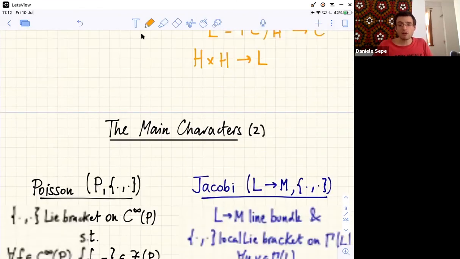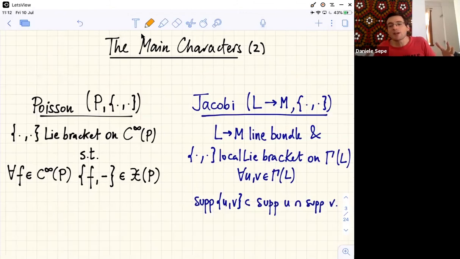Okay. So now, here in Rio, we have a relatively large community working on things more or less related to Poisson and symplectic geometry. And we kind of split between the non-degenerates and the degenerates. So I started with the non-degenerates and now I'm degenerating. So I'm going to talk about the degenerate versions of the two structures.